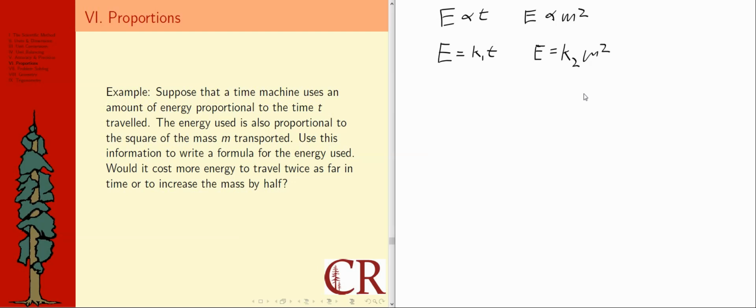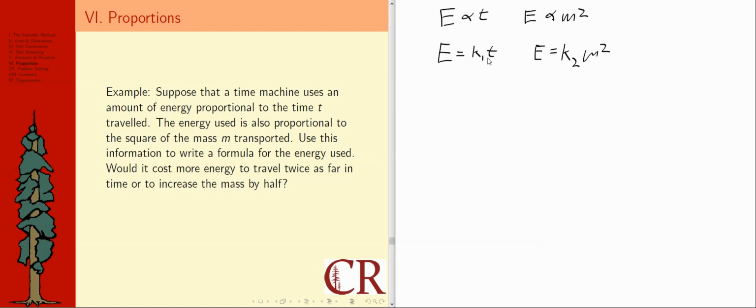But now, because we're asked to use this information to write a formula for the energy used, which, okay, is a little vague, I'm going to assume that we're being asked for a formula that is able to take into account both changes in the amount of time traveled and differences in the amount of mass transported through time. So we need to combine these in some way.